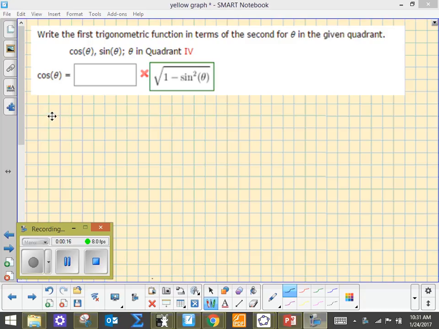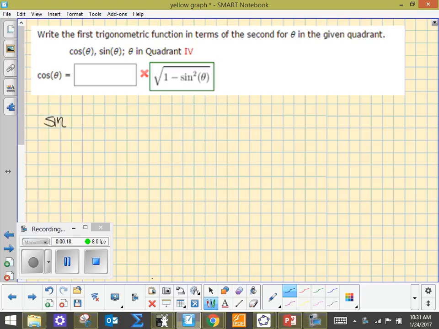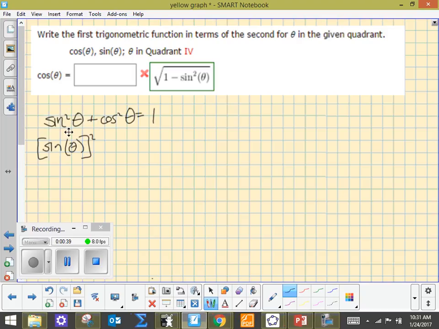So what we're looking for is to use sine squared theta plus cosine squared theta is equal to 1. We have to use that formula. Now, like we talked about in class, there's two different ways of writing sine squared theta. That is fine as well. Both those two things mean the same thing. The power of 2 is put here to eliminate any ambiguity in regards to what is getting squared.